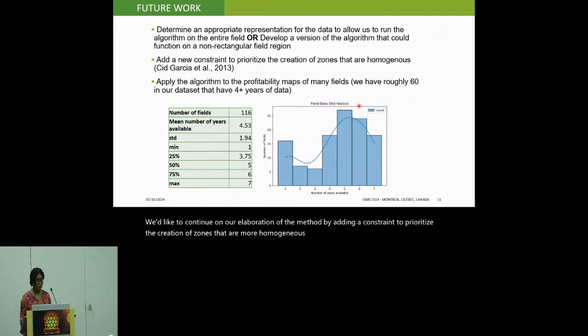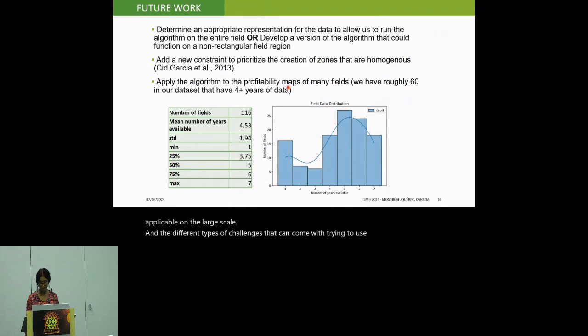And another interesting and novel thing about our data set is that we actually have 60 fields which have 4+ years of data. This type of method is usually applied to a single field in one experiment. Because we have such a vast amount of data with different producers and different locations, it would be really interesting to see if this algorithm is applicable on the large scale, and the different types of challenges that can come with trying to use it in that sense.